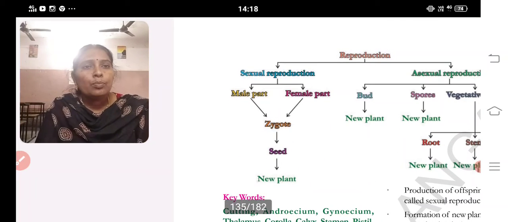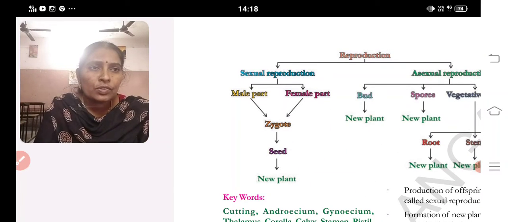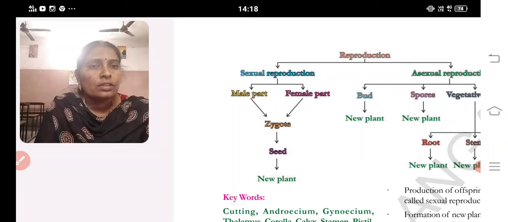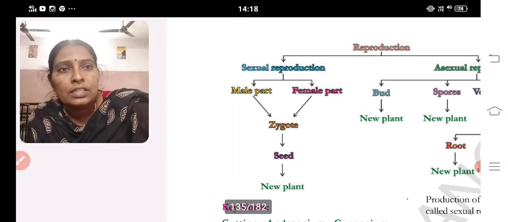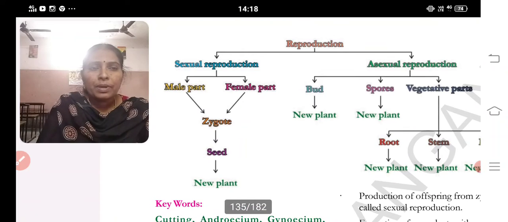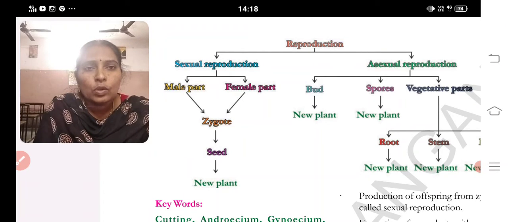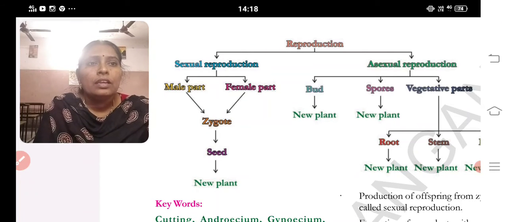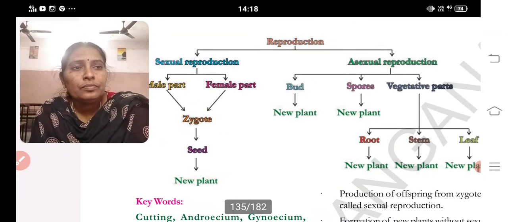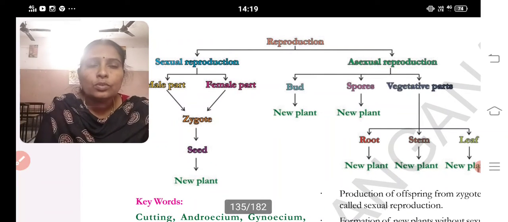Reproduction is of two types: sexual reproduction and asexual reproduction. Sexual reproduction, what are the things needed? Male part, female part. If both are combined, it forms a zygote. Zygote leads to a seed, and the seed will give the new plant. In asexual reproduction, we have the bud. Bud will give the new plant. Spores, new plant. Vegetative parts, root, stem, and leaf, also give the new plant.